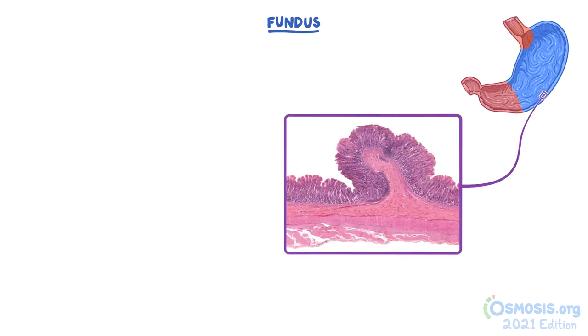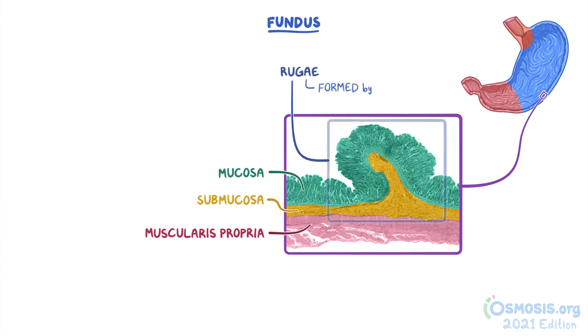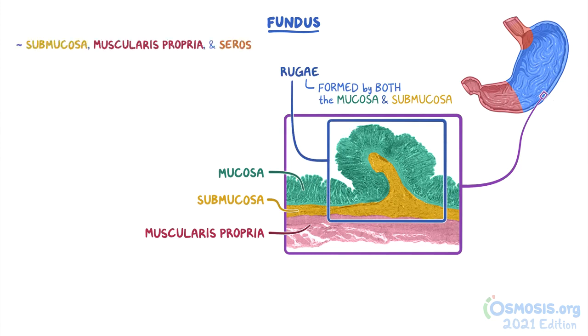This low-power image allows us to see 3 of the main layers: the mucosa at the top, the submucosa, and the muscularis propria at the bottom. The outer serosa isn't present in this image, though. The prominent fold in this image is called a rugae, which is formed by both the mucosa and submucosa. The rugae allow the stomach to expand after food or liquid is consumed. The submucosa, muscularis propria, and serosa are very similar to the cardiac stomach.